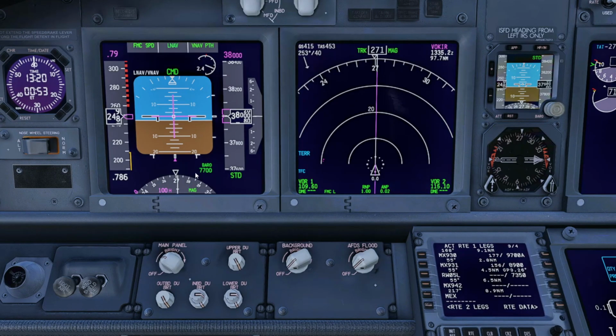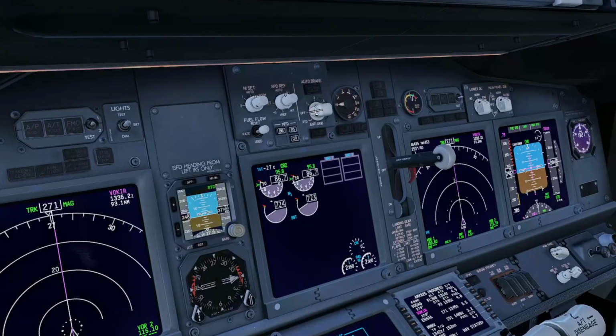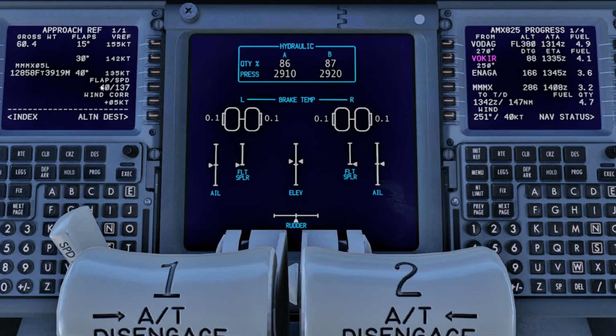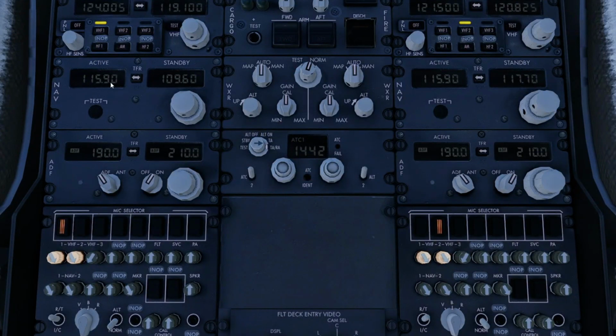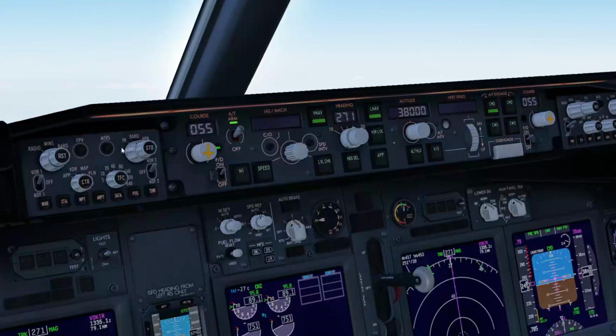So we've got 7,700 set as minimums. I've pre-selected the QNH 30.38, but do note that we are still in standard. Auto brakes will be 2, flap 40, 137, and we'll just select the Mexico VOR as well, which is 115.9, and just have that on both sides. And course 55 also set. As I say, that's there just as a backup, just in case we need to use it.